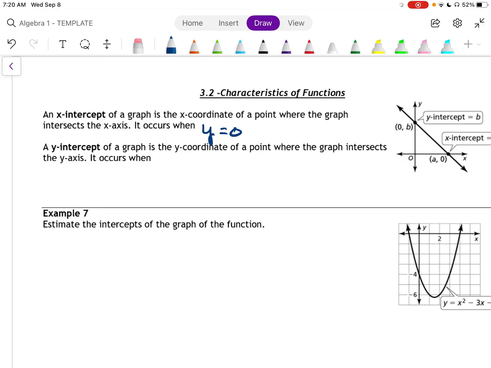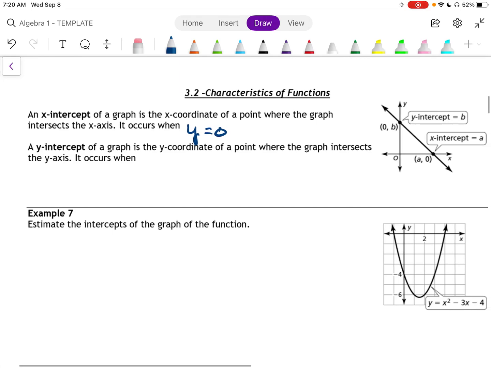A y-intercept of a graph is the y-coordinate of a point where the graph intersects the y-axis. The y-axis there. It occurs when x equals 0. So notice that x-intercept is y equals 0. Y-intercept is x equals 0.